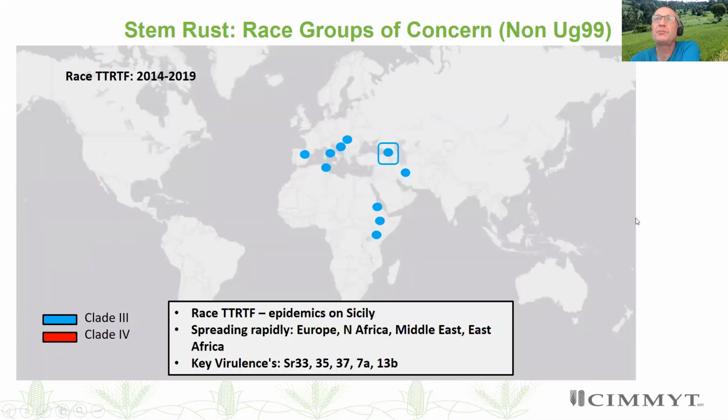A couple of examples of the new races that are coming up. This TTRTF is the one behind the outbreaks on Sicily. It was picked up in Georgia in 2014, and you can see the spread over time. It's gone into Europe, the Mediterranean basin, into the Middle East, but also migrated down into Africa. You can see some of the key virulences associated with this race.